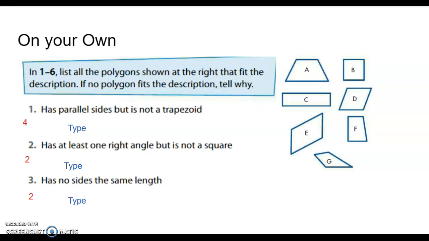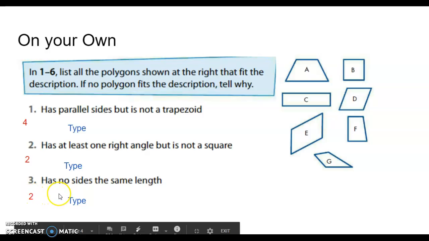Number 2 has one right angle, but is not a square. So it can have one right angle, but not all, and it can't have the same sides. It has no sides the same length. Okay. So here you can see that we have 4 answers for number 1, 2 answers for number 2, and 2 answers for number 3. So that means you have to write 4 shapes, 2 shapes, and 2 shapes. I kind of gave you a hint, okay? So take your time, do your best, and then submit your work. Go to the next slide and do this.